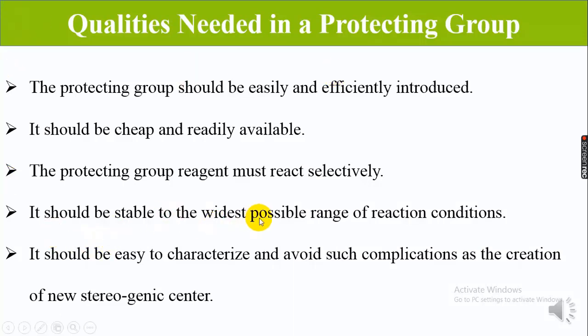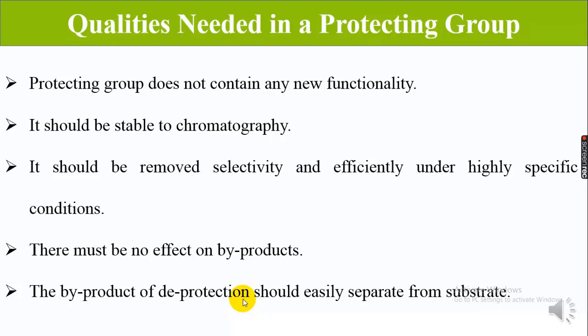It should be stable to the widest possible range of reaction conditions. It should be easy to characterize and avoid such complications as the creation of a new stereogenic center. Meaning they do not react with themselves by creating a stereogenic center. The protecting group does not contain any new functionality. Meaning they do not react with other molecules or themselves.